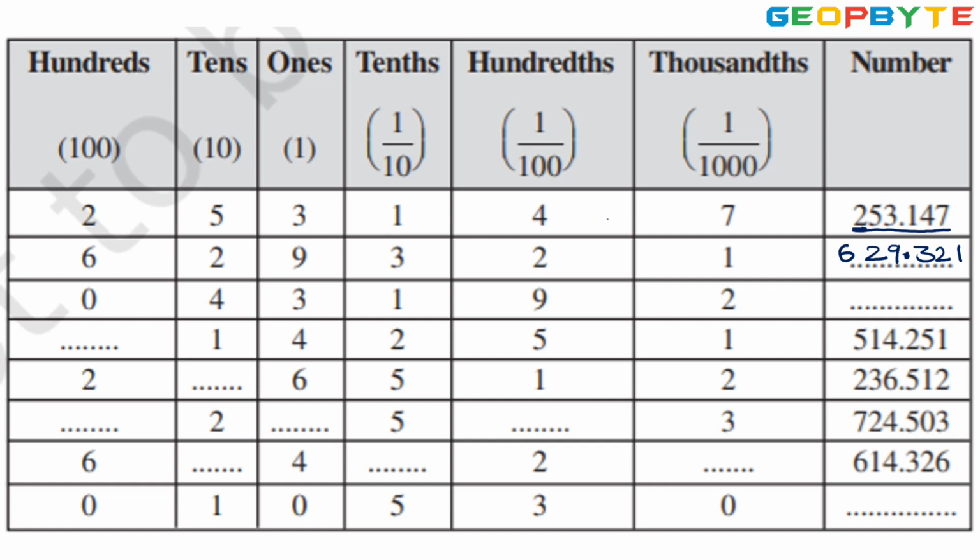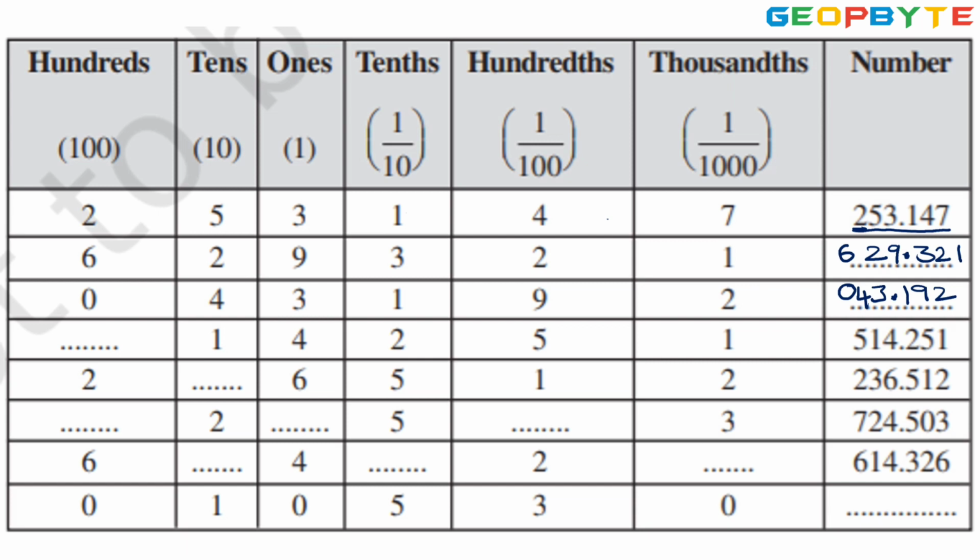Next, we are having 043192. Now 0 is at hundreds position, 4 is at tens position, and 3 is at ones position. So we can write it as 0, 4, 3, and after 3 we are having 1. 1 is at which position? Tenth position. So we can write it as 043 point. In tenth position we are having 1, in hundredth position we are having 9, so 1, 9. And in thousandth place we are having 2. So 043.192. Right? Clear?